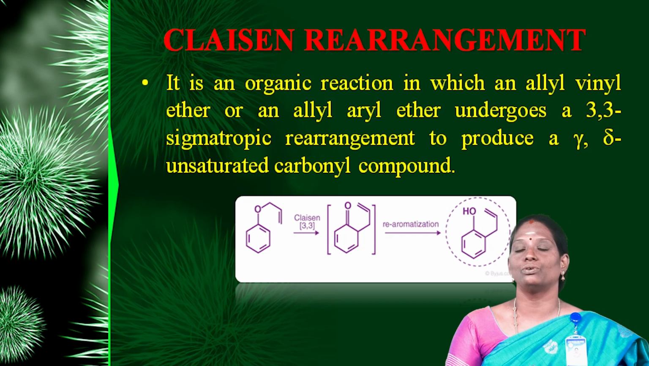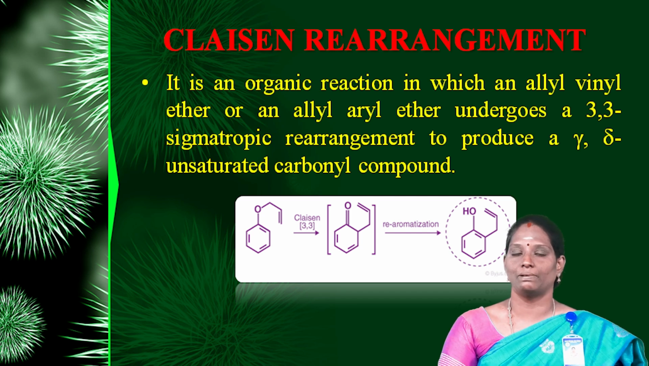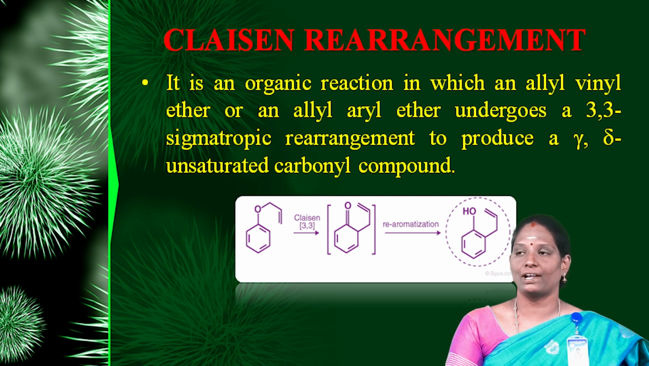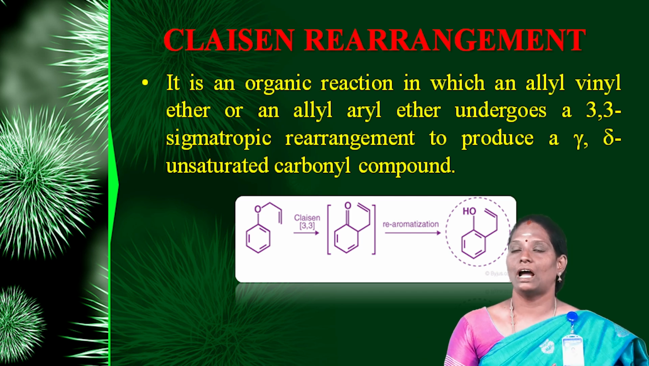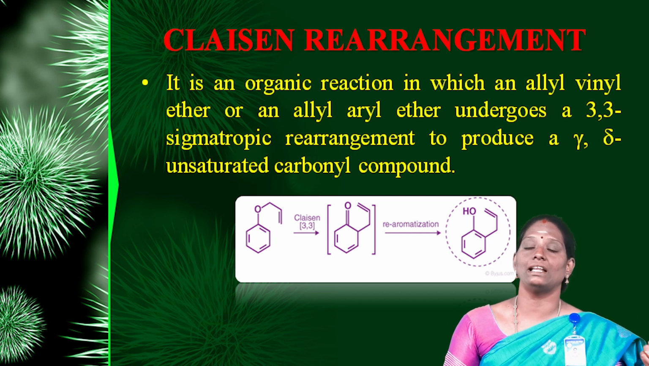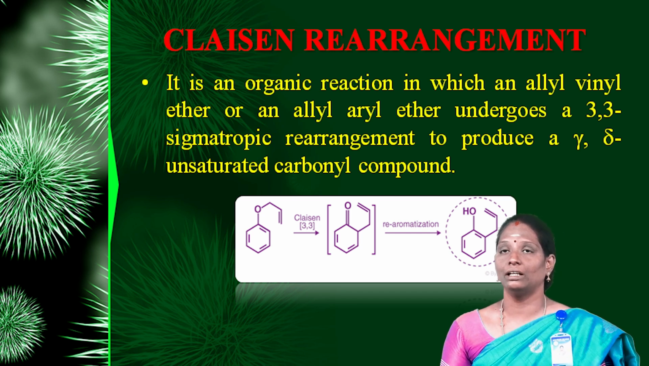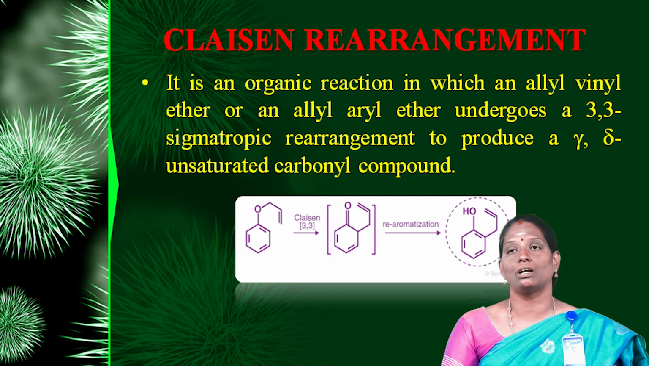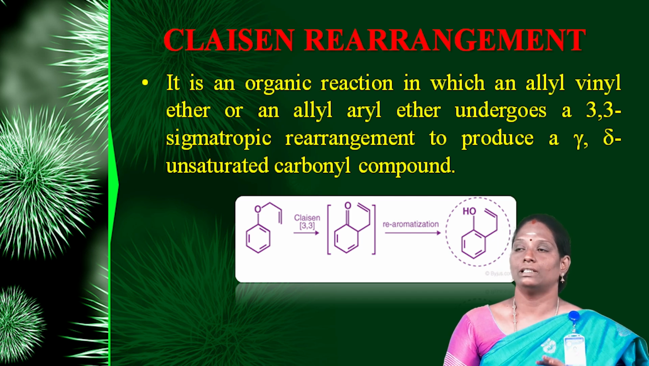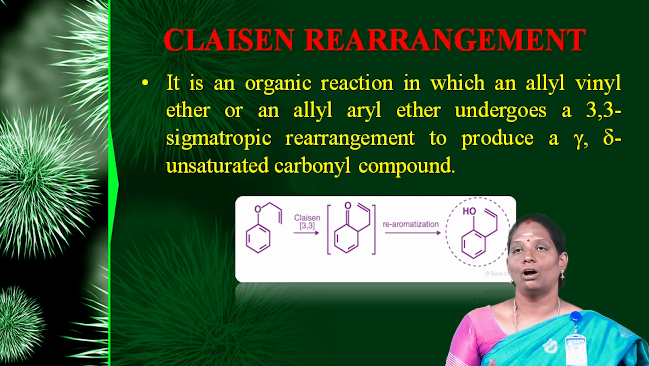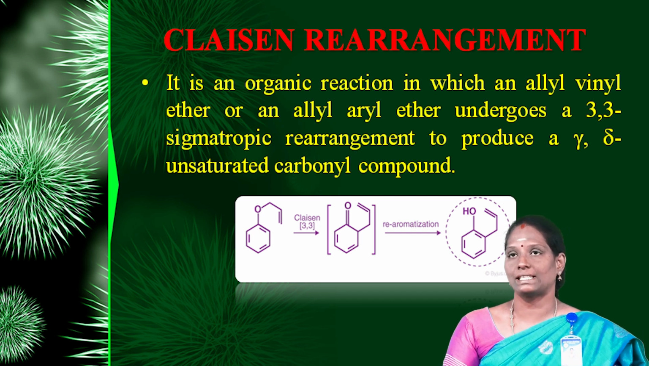Next, we have to study the Claisen rearrangement. The Claisen rearrangement is an organic reaction in which an allyl vinyl ether or an aryl ether undergoes a 3,3 sigmatropic rearrangement to produce an unsaturated carbonyl compound. This reaction is facilitated by the addition of heat or in the presence of a Lewis acid.